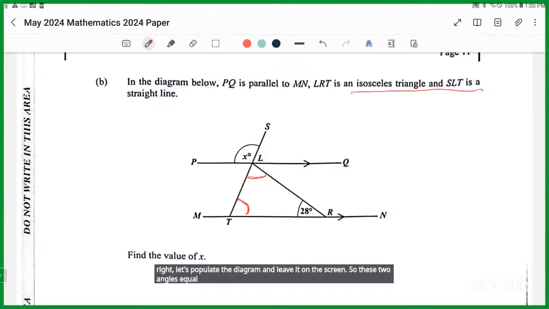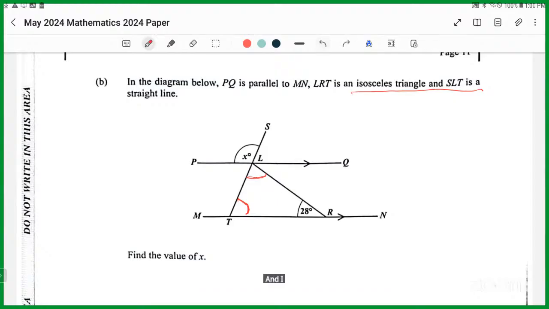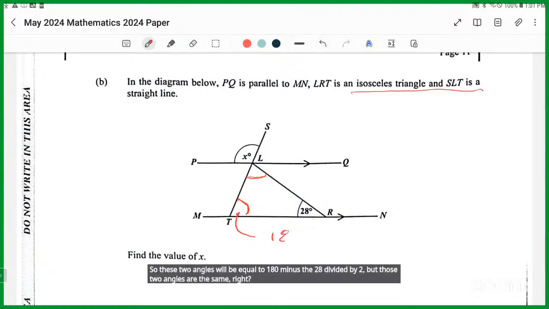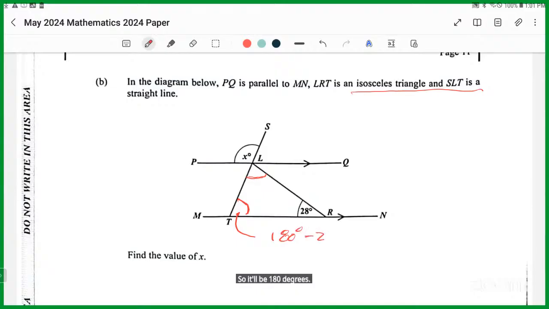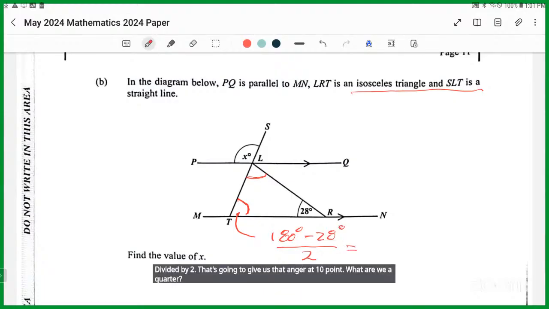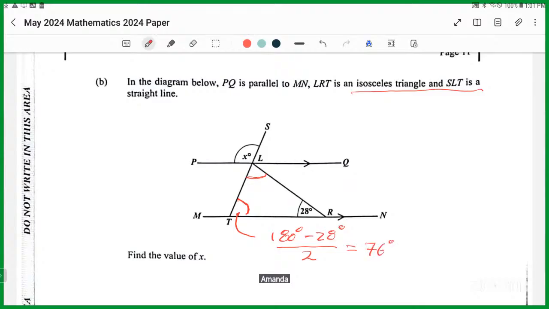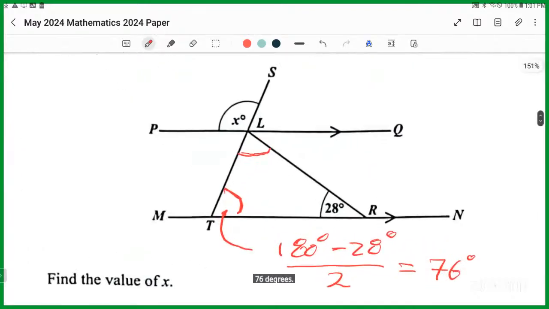And in an isosceles triangle, once you know one angle, you're blessed. You can find the others, right? So these two angles will be equal to 180 minus the 28 divided by 2, because those two angles are the same, right? So it will be 180 degrees minus 28 degrees divided by 2. That's going to give us that angle that I'm pointing to. What does that work out to? 76 degrees. So it means that this angle inside here is 76.